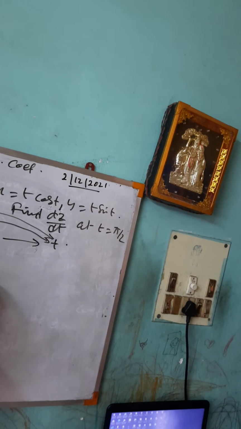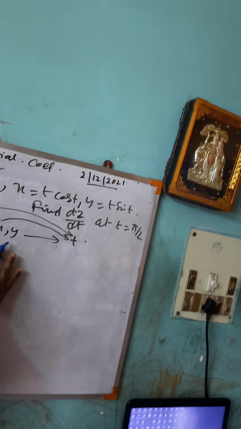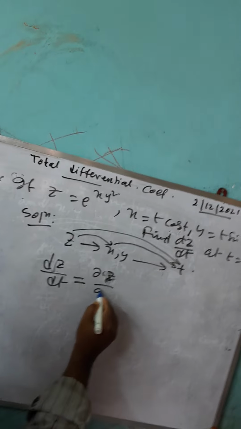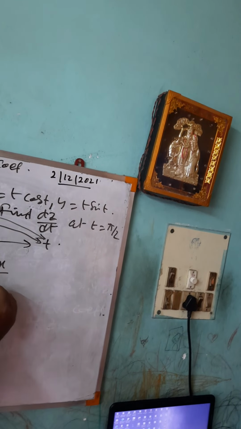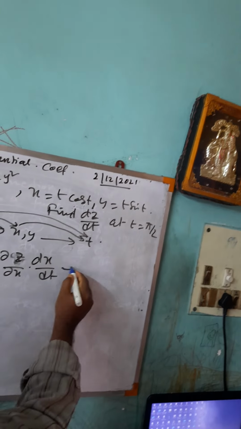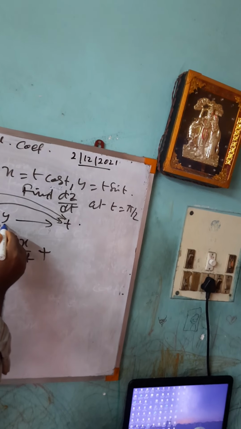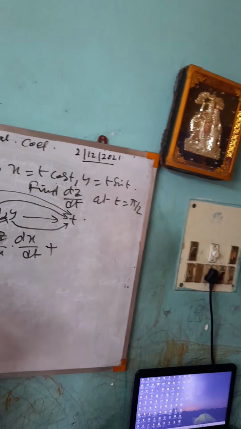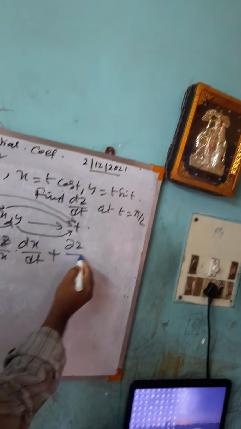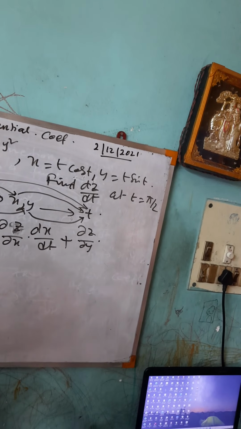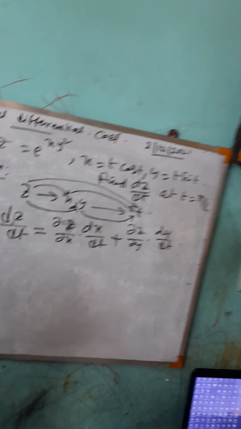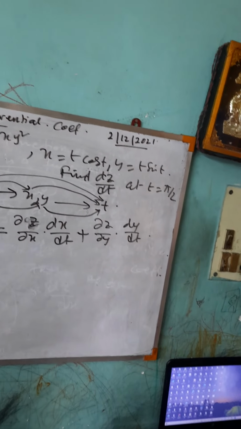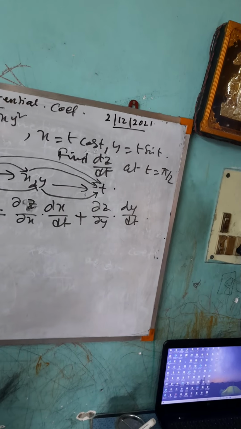So z to x means ∂z/∂x into x to t, which is dx/dt, plus z to y, then y to t: ∂z/∂y into dy/dt. Do you understand dy/dt? Does everybody understand? Yes, sir.